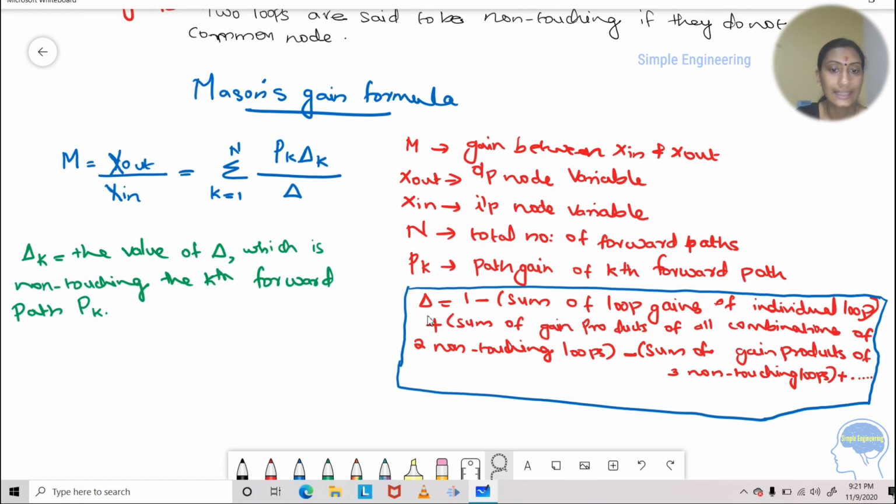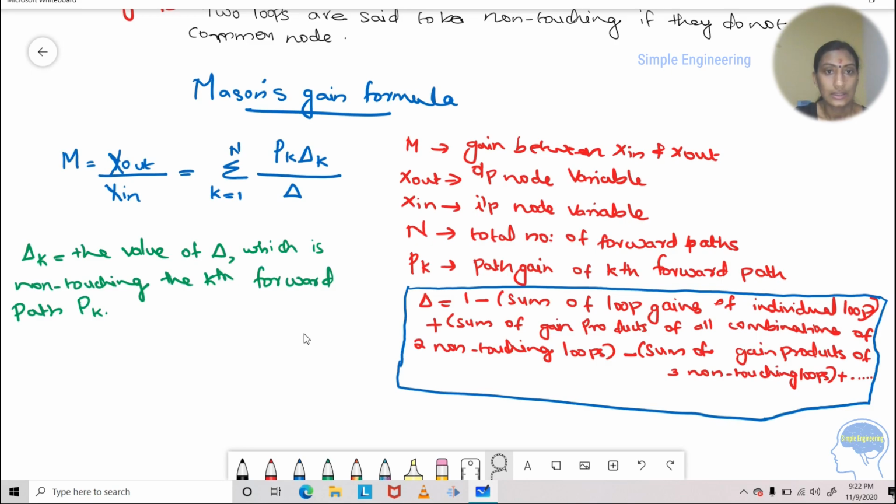So that is called delta. Like that you have to find out delta. Then delta K is the value of delta which is non-touching the kth forward path Pk. While doing the problem, we will find how many forward paths there are. So K is that number. K can be from 1 to N. So P1, P2, like that we will find out. Like that, delta 1, delta 2, all these things we have to find out from the equation.